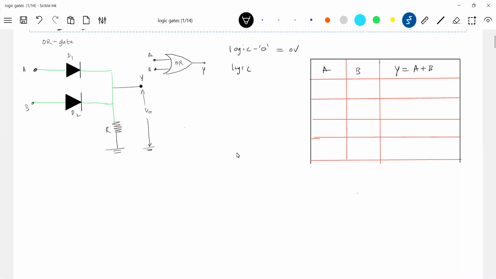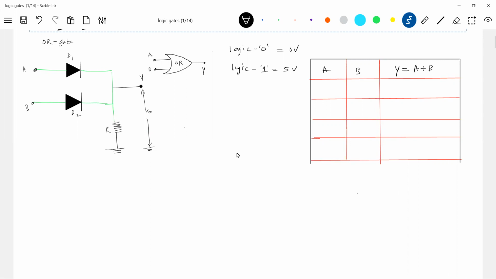The logic 1 will be defined by 5 volt. Of course, even not exactly 5 volt, anything more than around 3.8, we take it as logic 1. Anything from 0 till around 0.8 is taken as logic 0. So not exactly 0 volt only is logic 0, not like that. Okay, I'm saying that.